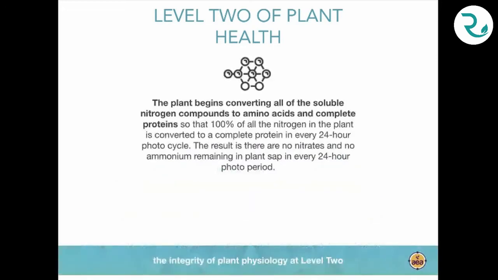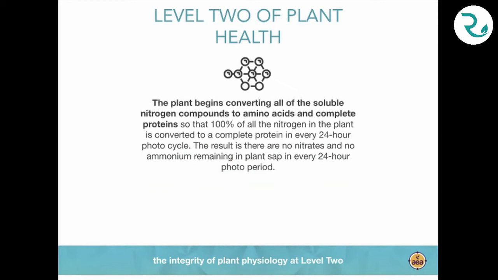So what happens at level 2 is that the plant rapidly converts any form of soluble nitrogen that it absorbs from the soil to amino acids and complete proteins in each 24-hour photoperiod. So the objective and the goal is to have a plant sap analysis that shows that the plant has generous levels of total nitrogen, of total protein, but the nitrates and the ammonium in the plant sap are at 0.